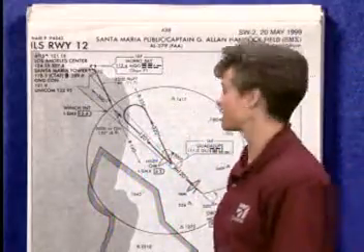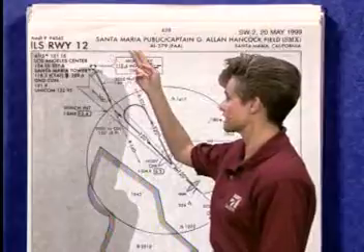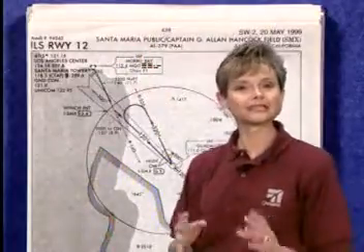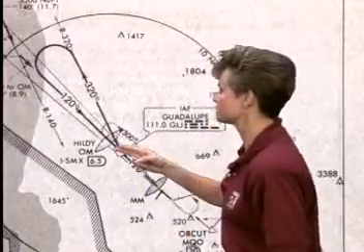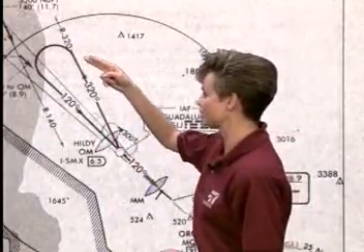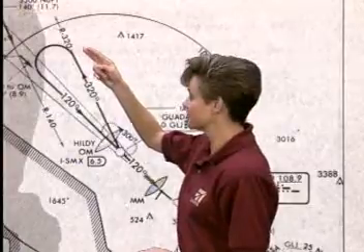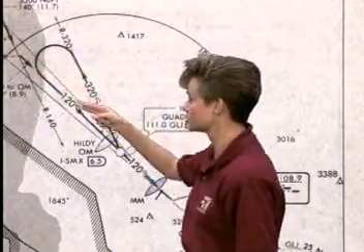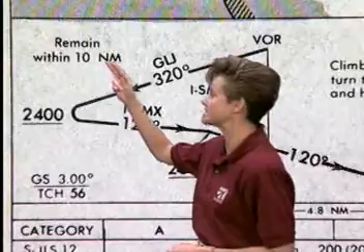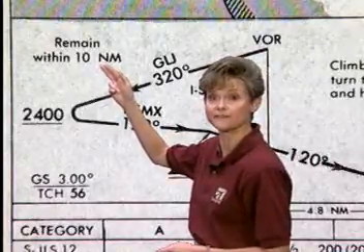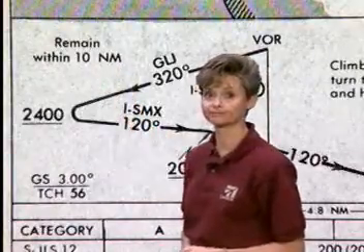Yet another way to turn your airplane around is to fly a teardrop course reversal. Here is the ILS runway 12 approach into Santa Maria, California. When a teardrop course reversal is shown on an approach plate, it's mandatory. You've got to fly it as it is shown. Now, to fly this approach, you simply track outbound on the Guadalupe 320 radial, then turn left to join the localizer course inbound. Notice on the profile view, it tells you that you must stay within 10 nautical miles of the Guadalupe VOR during the course reversal.